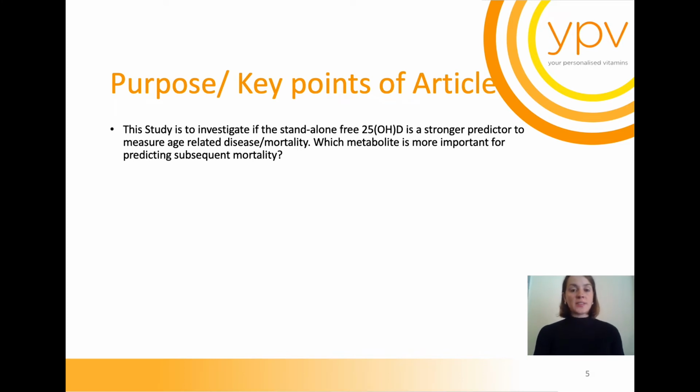So what's the purpose of this investigation and what are the key points of this article? This study that I'm reviewing today investigates if the standalone free, so the initial metabolite 25-OHD, is a stronger predictor of age-related disease mortality. Usually when investigating vitamin D and the metabolites, and if they're a predictor of age-related mortality, the two metabolites combined are used. So this study is looking into if the combined metabolites or the standalone metabolite is a stronger predictor.